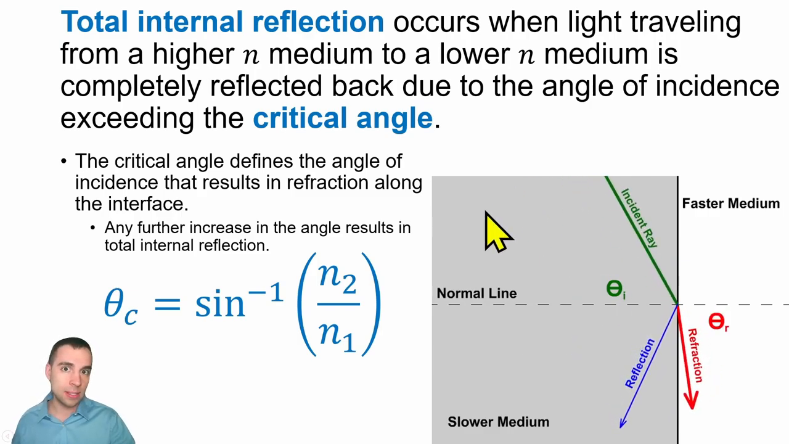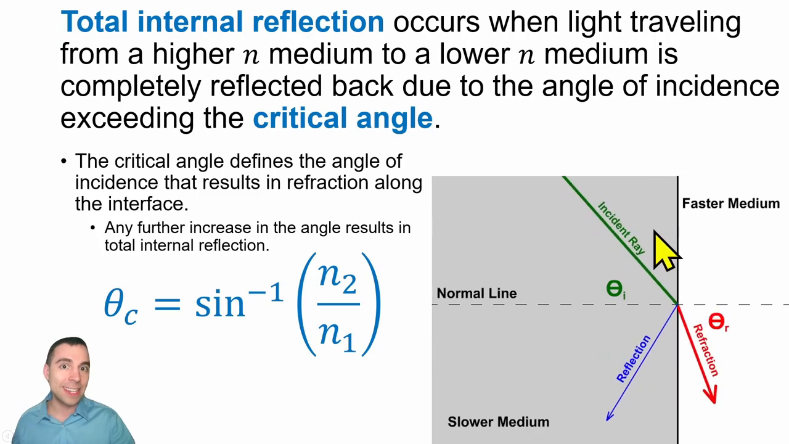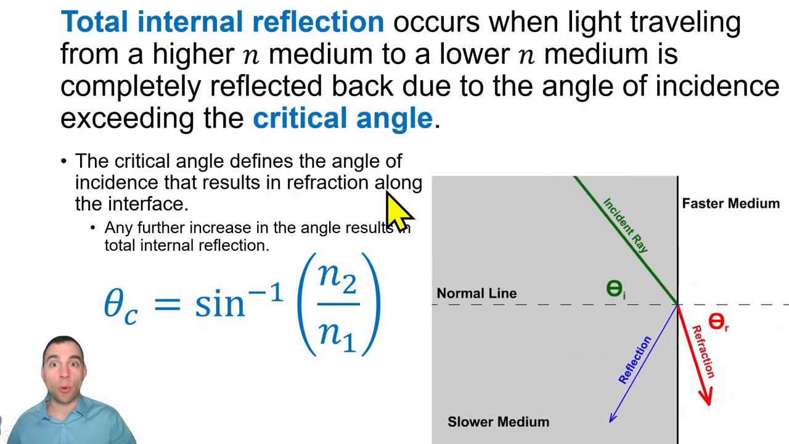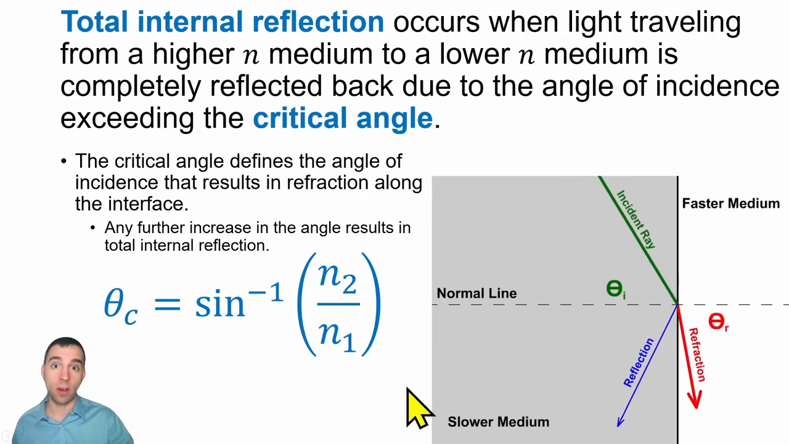All of the light inside of this material on the left cannot actually exit into the faster medium material on the right. If our incident angle exceeds some critical angle, then we will have exceeded the threshold needed to be in the total internal reflection condition. We can solve for the critical angle needed for total internal reflection with this equation down here. It just requires an inverse sine and the index of refraction of both materials involved.